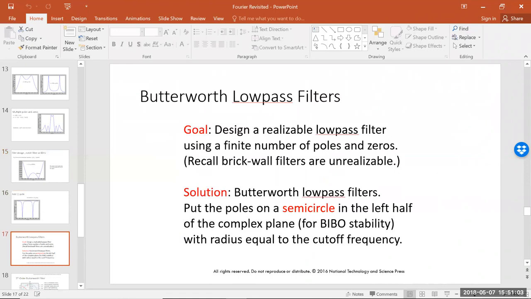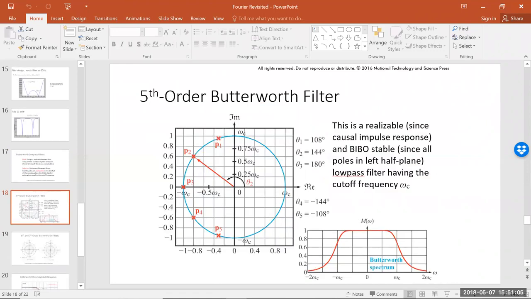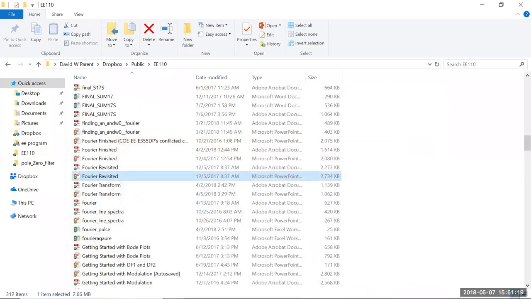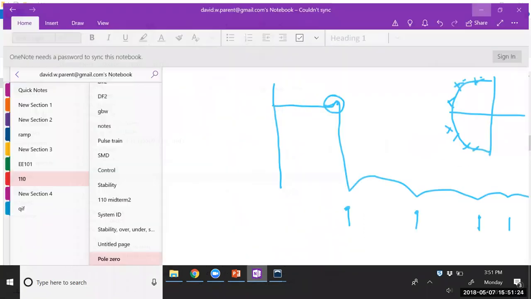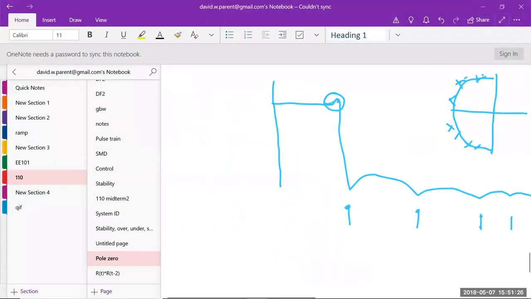Okay. And then, you know, the book shows you a fifth order Butterworth filter. That's the one I did in the video, for the low pass filter. And there is something, it might be a little off topic, but I think you're going to want to know it.